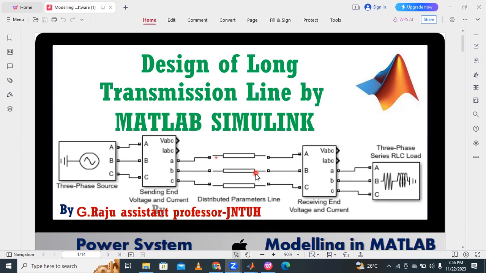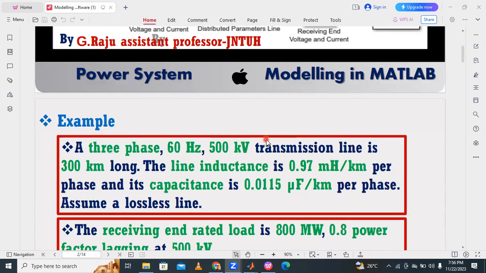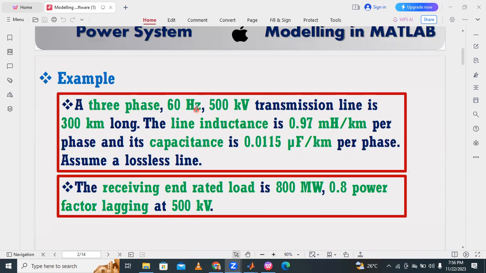By using MATLAB Simulink, by taking one numerical problem, we can understand the long transmission line, voltage regulation and efficiency. We can measure the sending end side voltage, power, current, and the receiving end side power, voltage, and apparent power also. And then by using the sending end side and receiving end side values, we can measure the voltage regulation and efficiency of transmission.